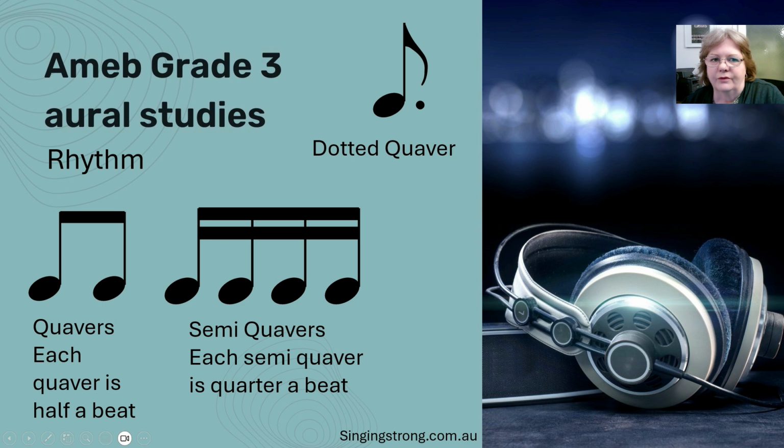It adds half to the note. This note is half a beat. You have half of a half, which is a quarter. So it's a 3/4 note. When you think of dotted quavers and also dotted crotchets, it's like the feel is like the note is swinging.